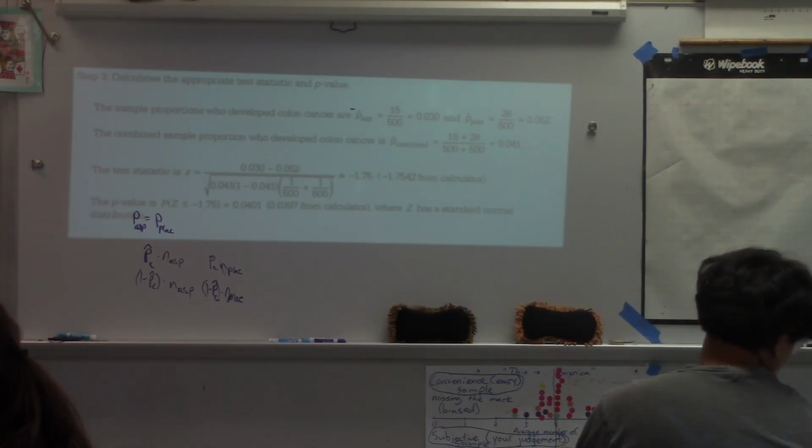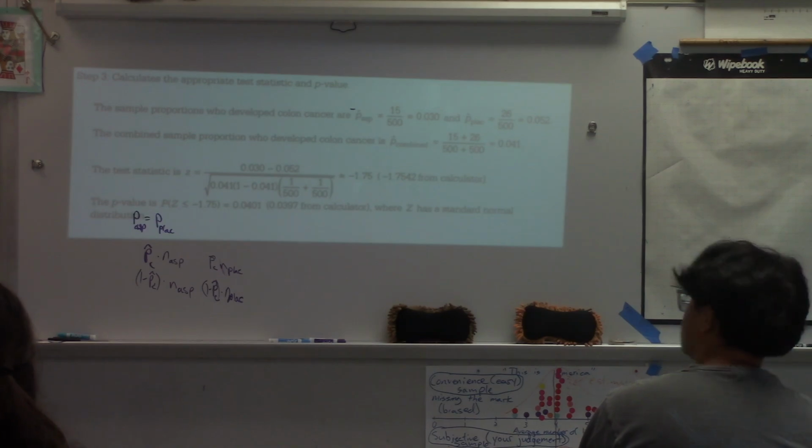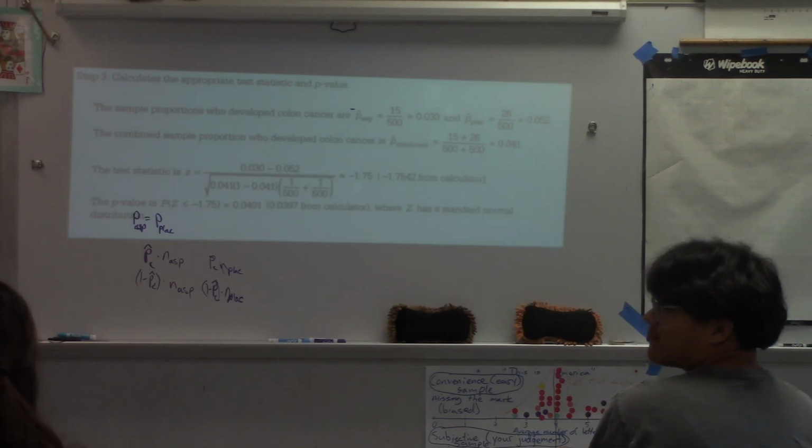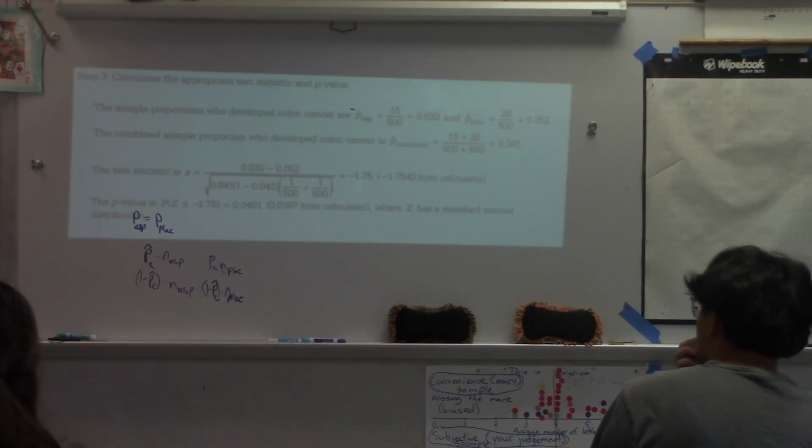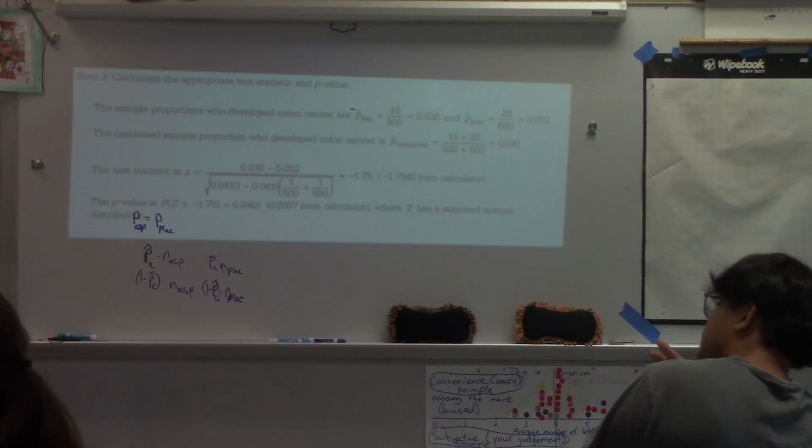Serena, just glancing at yours, it looks like you went the other way with your difference. So you did placebo minus aspirin. Is that going to be completely okay? 100%, right? Like the order doesn't matter. It'll give you the same evidence. You would just be looking at greater than a positive 1.75 for your z-score.